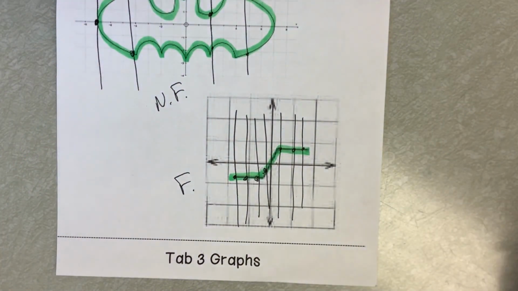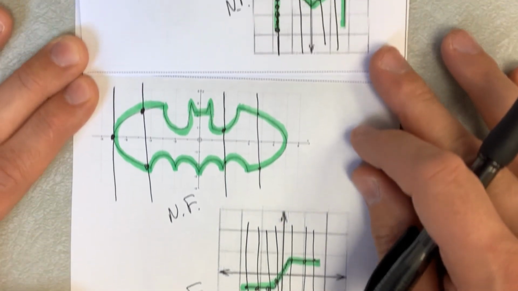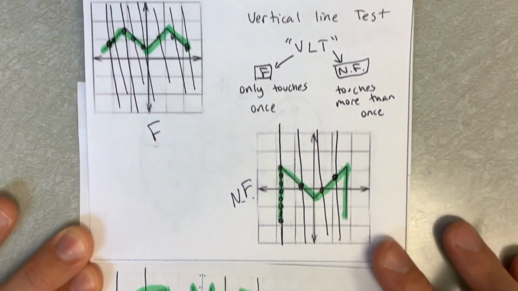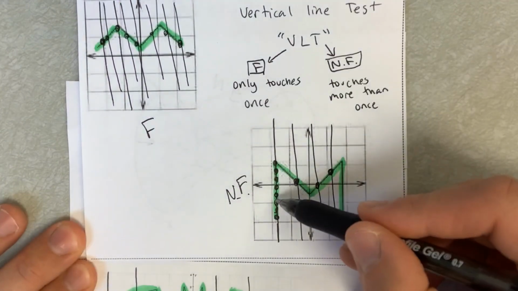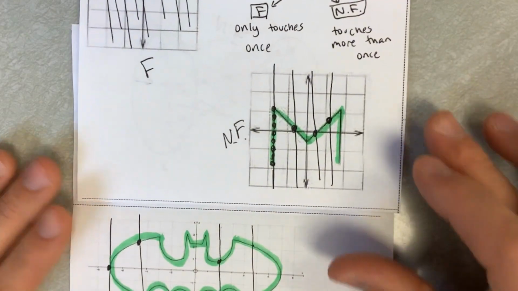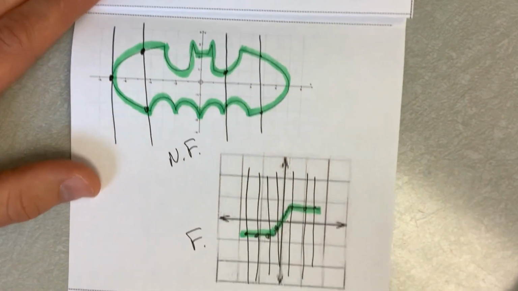And that's it, guys. That's all you've got to do. Draw a bunch of vertical lines. If it touches once, it's a function. If you can draw one line that touches more than once, then it's not a function. And that's it, guys. So rewatch the video if you have to.